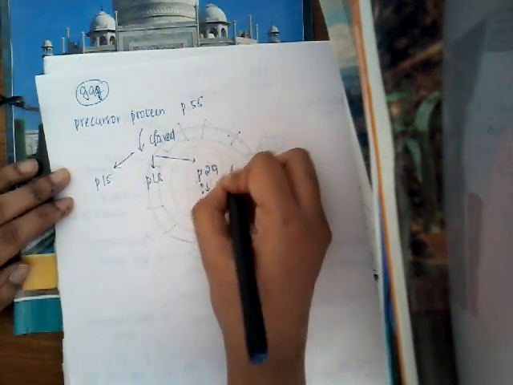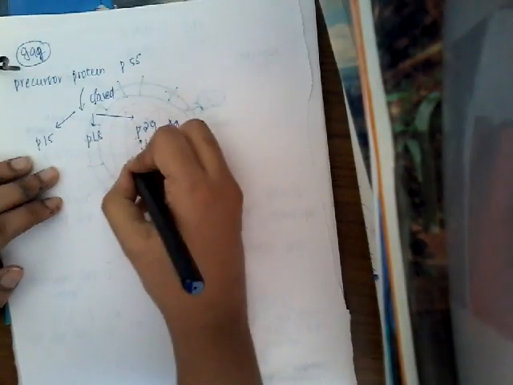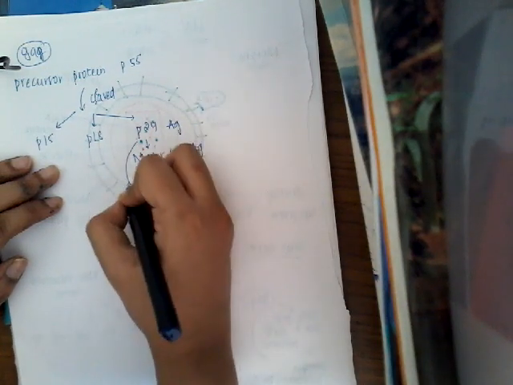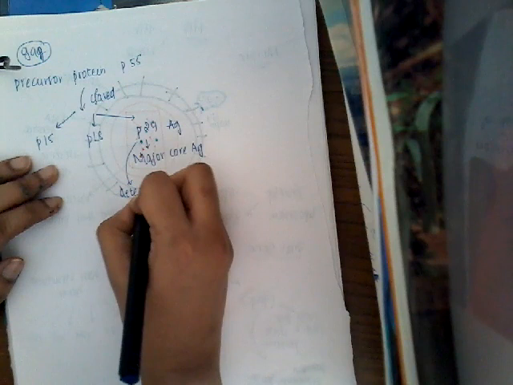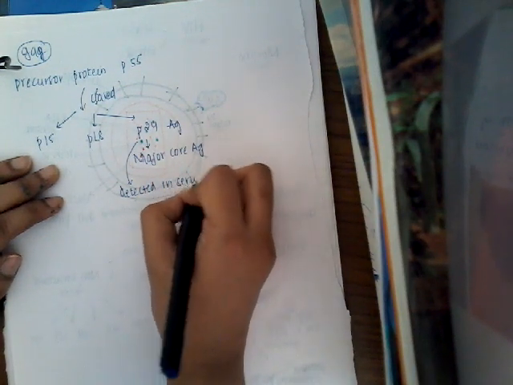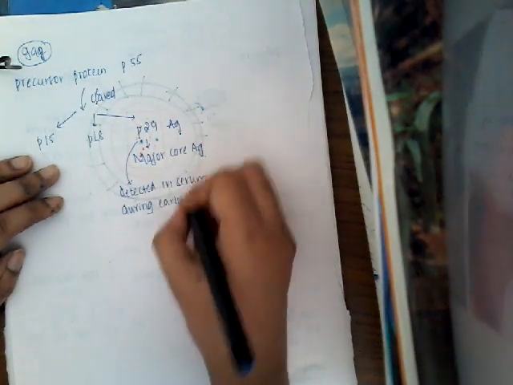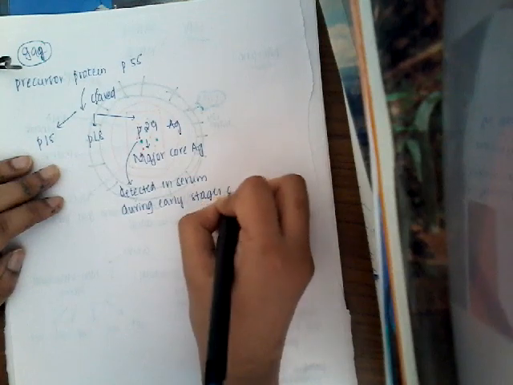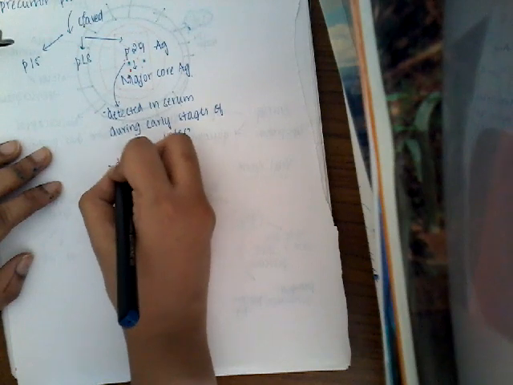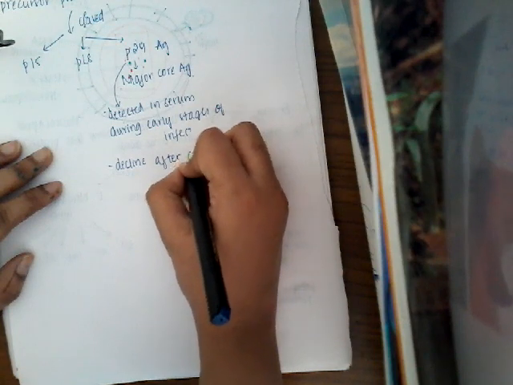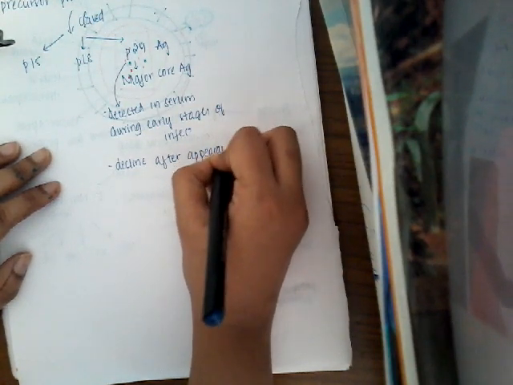This P24 antigen is the major core antigen, and it is detected in serum during early stages of infection. It will decline after the appearance of antibodies. Our body will produce antibodies, and once the antibodies appear, the antigen will decline.